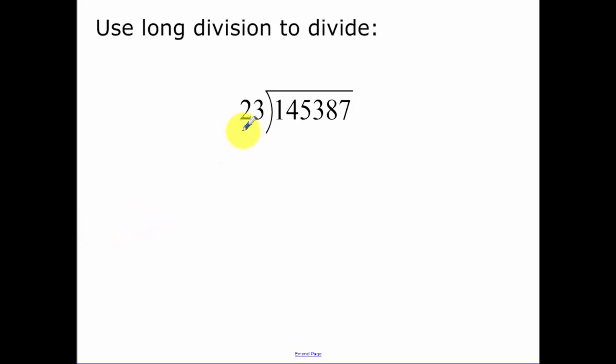So you have to look, 23 goes into 145. So 23 goes into 145 6 times. 6 times 23 is 138. Then you subtract and you get 7. I bring down my 3. 23 goes into 73 3 times. 3 times 23 is 69. I then subtract and get 4, and I bring down my 8.